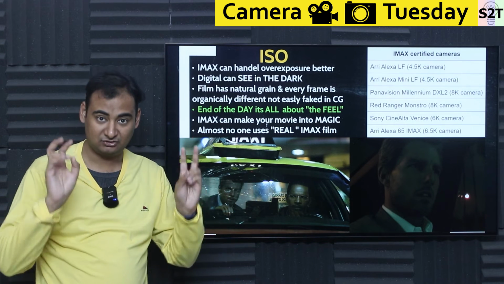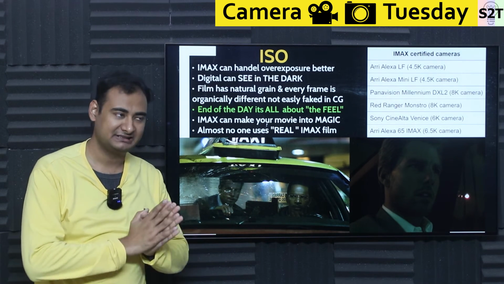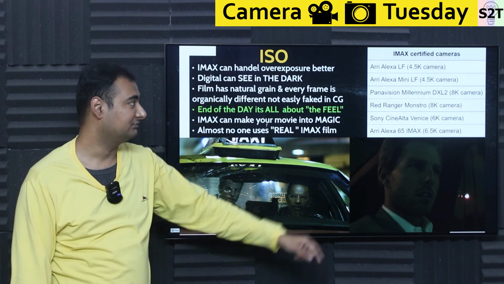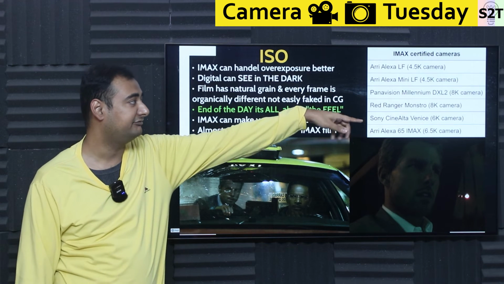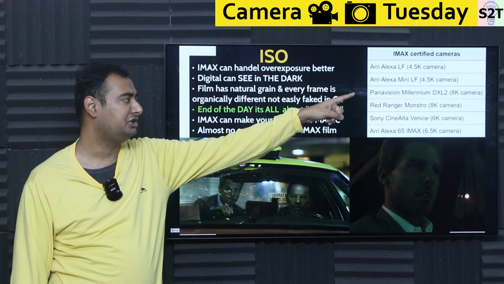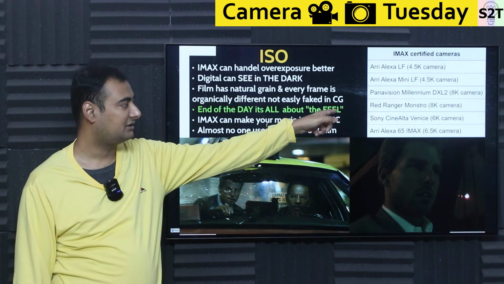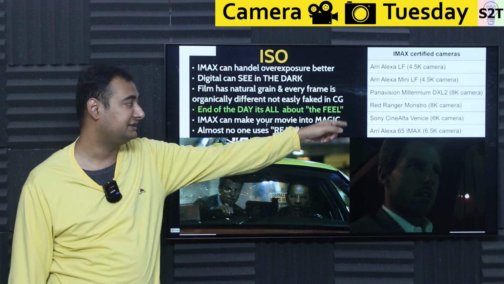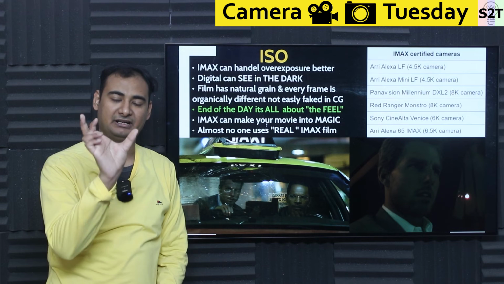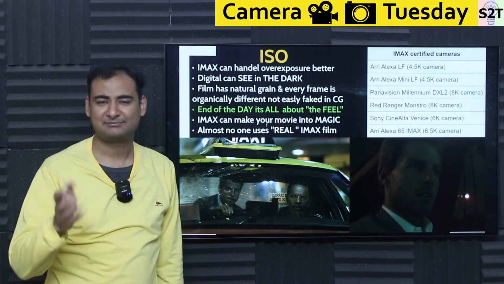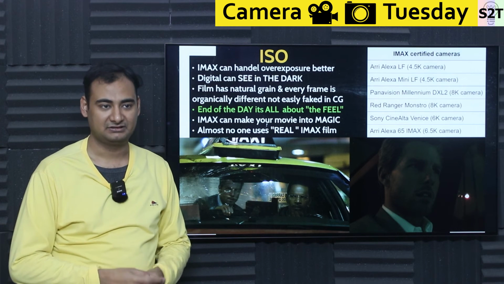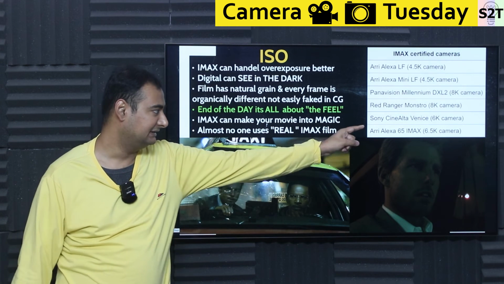But anyway, most of the time when you are talking about IMAX, Tenet, all that, they are rarely using true real film. There's one or two movies, but that's it. The majority of movies formatted for IMAX don't use that. They use the ARRI Alexa LF, that is 4.5K, ARRI Alexa Mini LF, that is 4.5K, Panavision Millennium DXL2 8K, RED Ranger Monstro 8K, Sony Cine Alta Venice 6K, ARRI Alexa 65 IMAX, which literally has the film-like sensor size of 65mm. At that point, there is no actual reason to jump into negative 65, that's truly that good, and that's 6.5K.